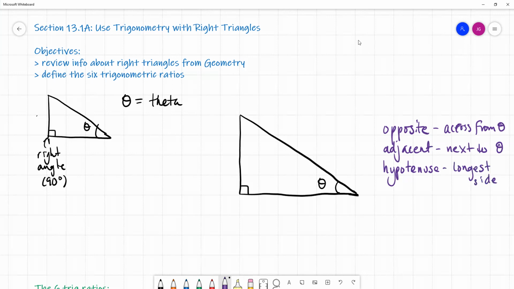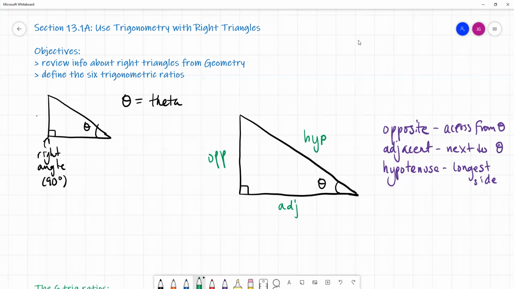If I label these sides using opposite, adjacent, hypotenuse based on these descriptions, then for this specific triangle, my opposite side would be here, and I'm going to abbreviate it OPP. My adjacent side is the one next to theta, so this one right here, ADJ. And the longest side is this one, the hypotenuse, HYP. Now it's a little confusing, this adjacent side description, because the hypotenuse is also technically next to theta. Think about it as the side that's next to theta but is not the longest, because that one is reserved for the hypotenuse.